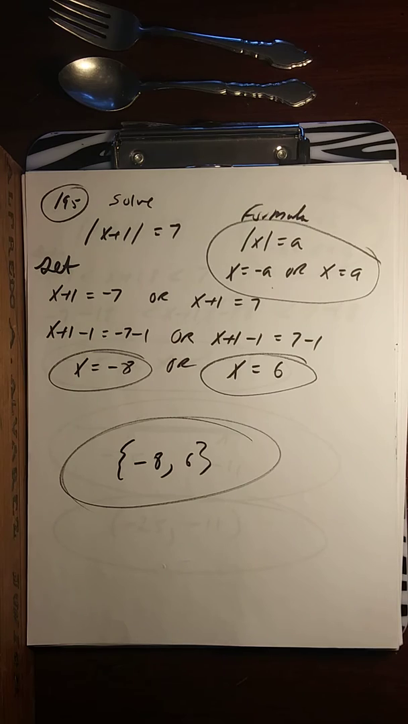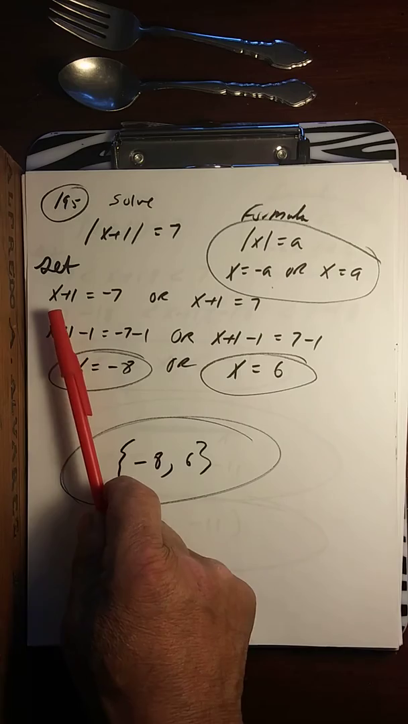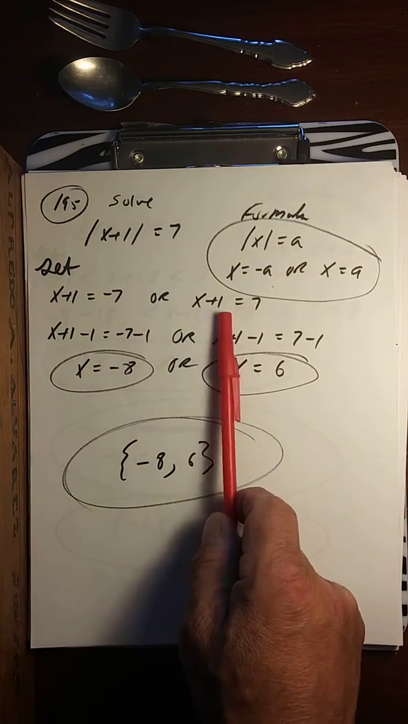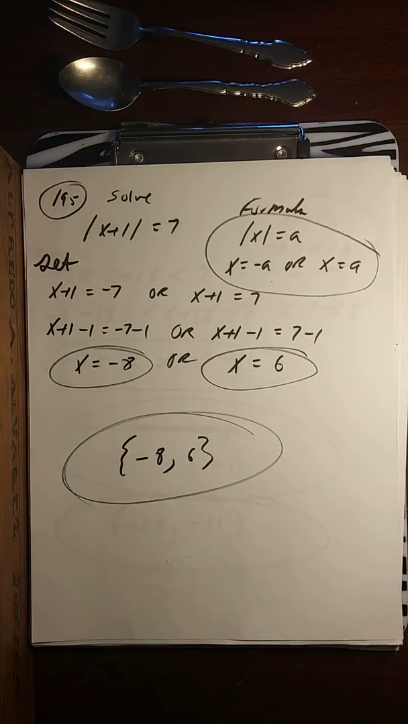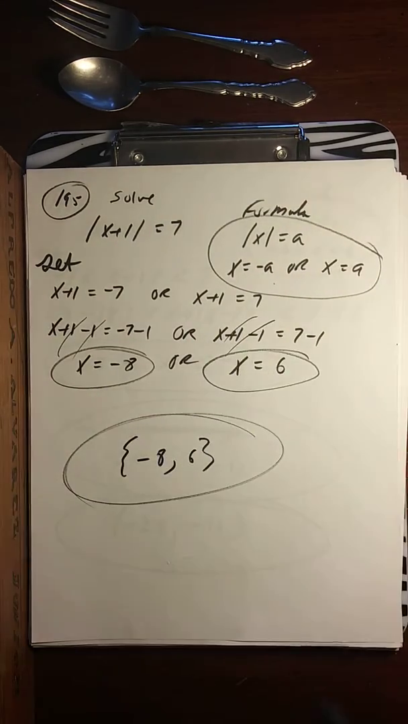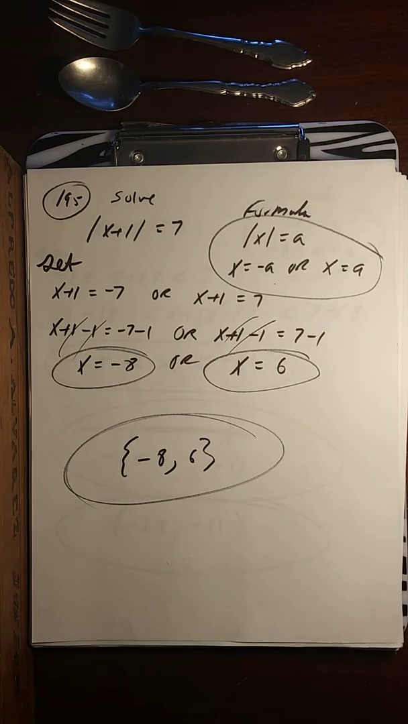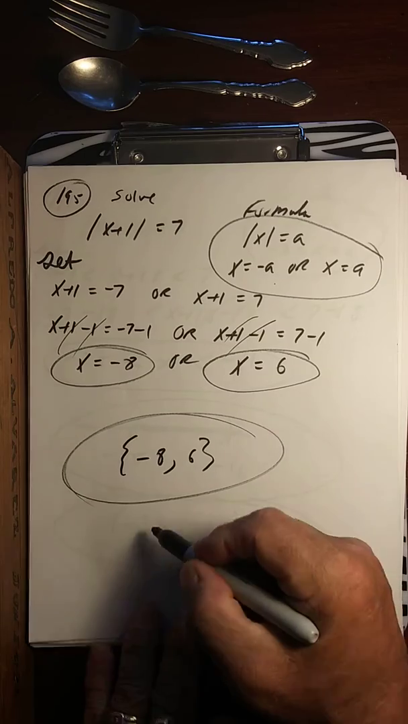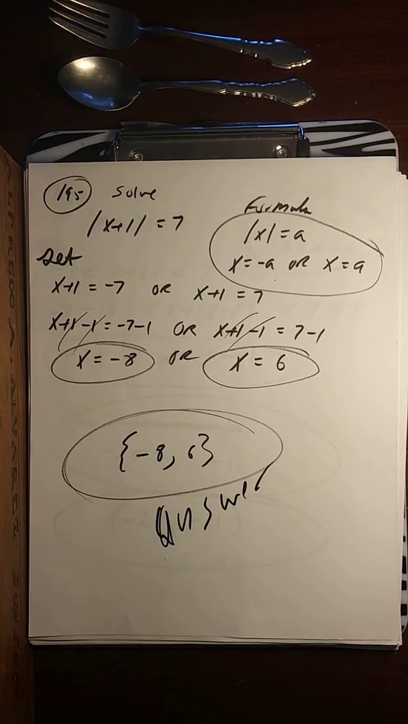So this one, we have absolute value of x plus 1 equals 7. So x plus 1 equals negative 7. And x plus 1 equals 7 from the formula. So we subtract 1 from both sides. And I know these are gone. They're gone out of there. And these are gone too. So what we have left is negative 8 and 6. And again, both answers. There's the answer right there. Make sure you put both.